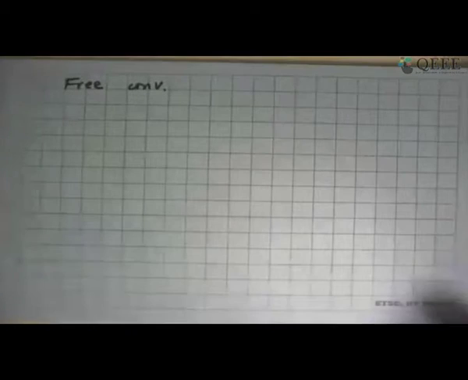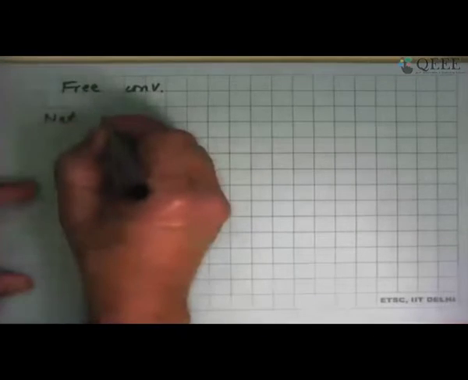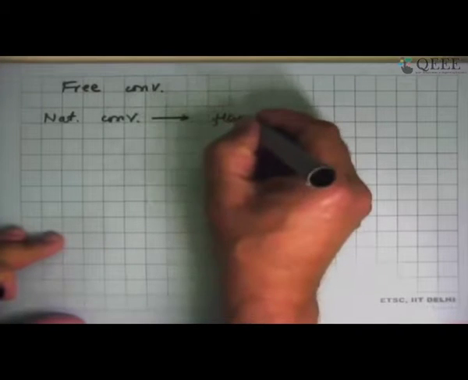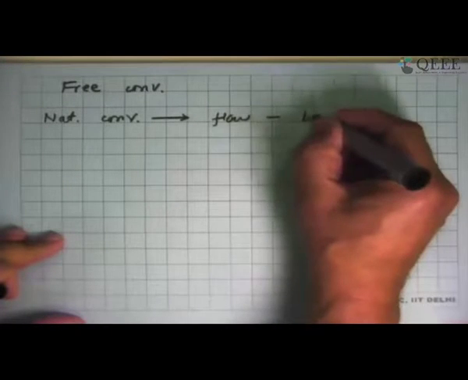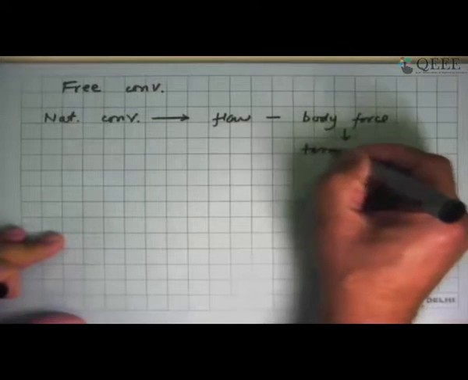Now to begin with, let's see what is natural convection. And quite often we also use the word free convection. So there's a small difference between these two. When we say natural convection, this means that the flow is influenced by any body force which is caused by the temperature field.